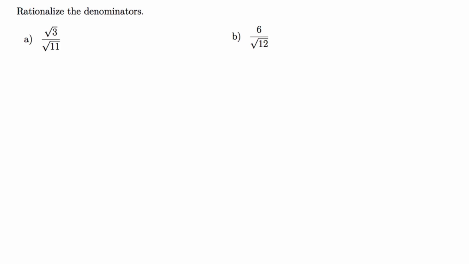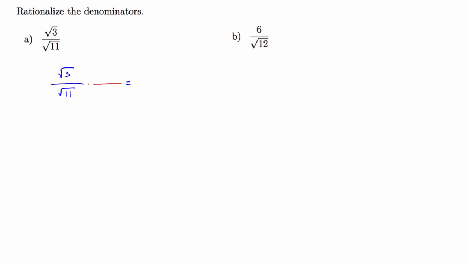In this example, we will rationalize the denominators of several radical expressions. In part A, we have root 3 over root 11. We want to remember that to rationalize means to get rid of the irrational component, or in this case, get rid of the square root. To rationalize the denominator means our attention is solely focused on the denominator.